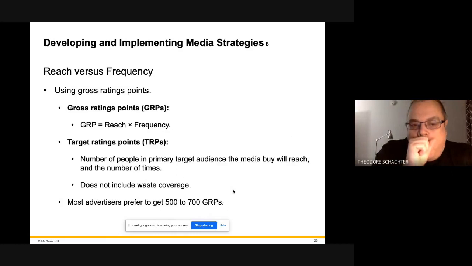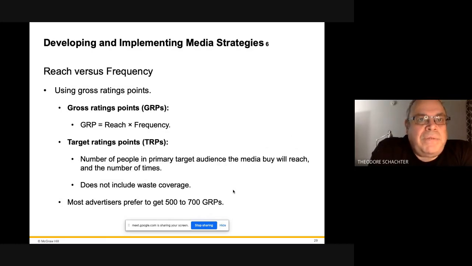Newspapers, which are still around, quite a few of them, charge by column inch. And broadcast media, meaning TV shows and so on and so forth, go by rating points. A rating point is 1% of the population who watch the show.